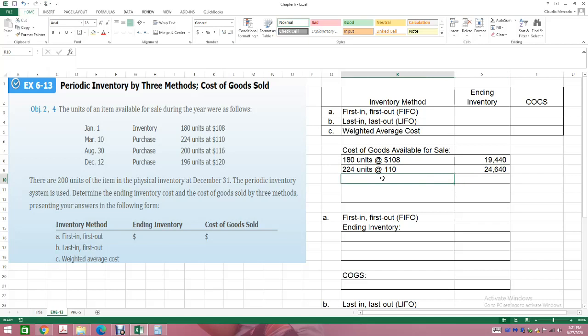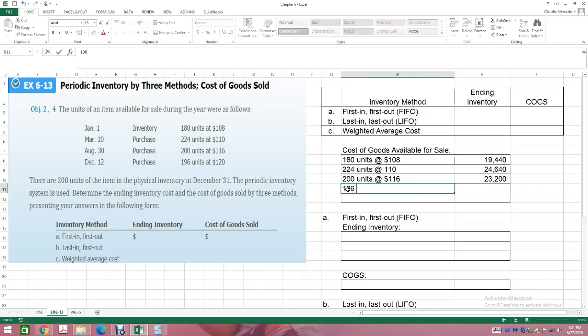And then I have 200 units. And all I'm doing is grabbing this information right here. 200 units at $116. So that's going to be 200 units times $116. That's 23,200. And then the last purchase we have is on December.